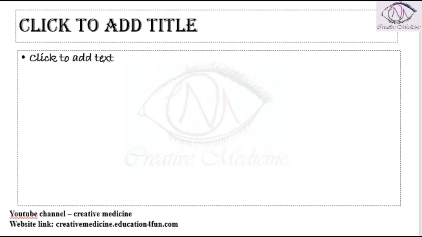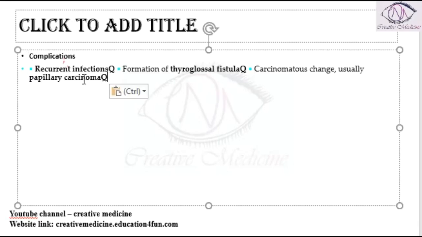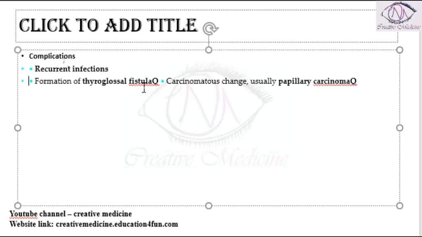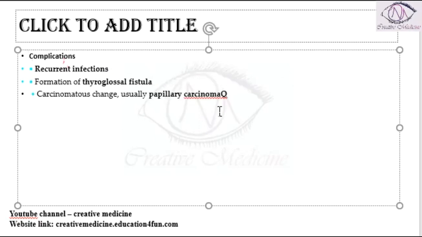Then what about the complications? Complications of thyroglossal cyst, if you see, the patient will have recurrent infections because it is a cyst, it can become infected in some cases. So, recurrent infections are common in thyroglossal cyst. This thyroglossal cyst can become a fistula also. So, formation of thyroglossal fistula can be seen, and sometimes a carcinoma can also develop in the thyroglossal cyst, thus resulting in papillary carcinoma of thyroid.